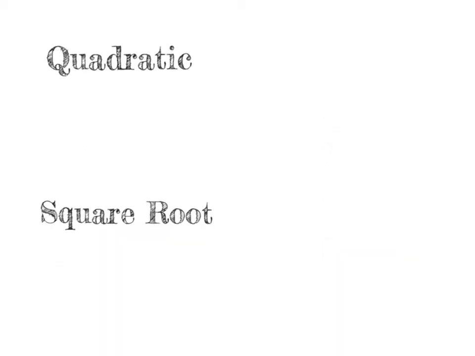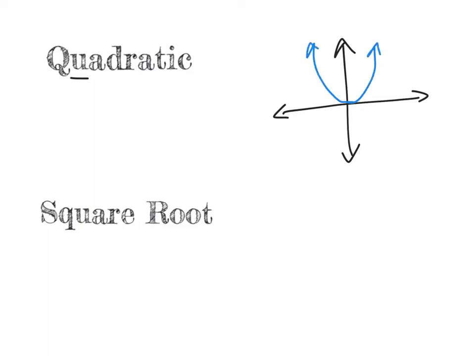Here we have the quadratic and the square root functions. Now, I put those two together because they are inverses of one another. The quadratic function is a parabola. I like to think of the u here, so my function is going to look like the letter u. And again, it's going to go through the origin. So here at the origin, we're going to have the letter u as the quadratic.